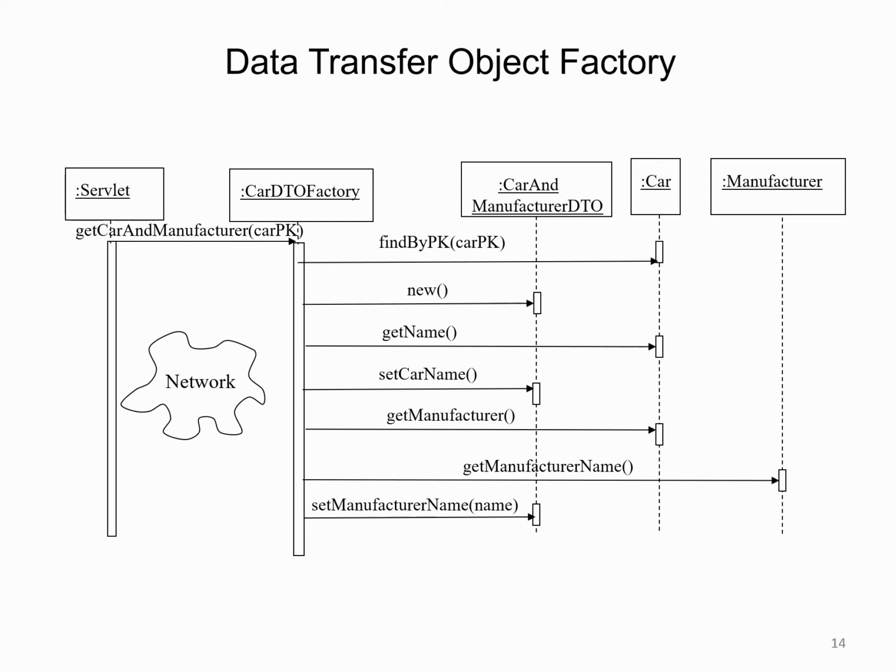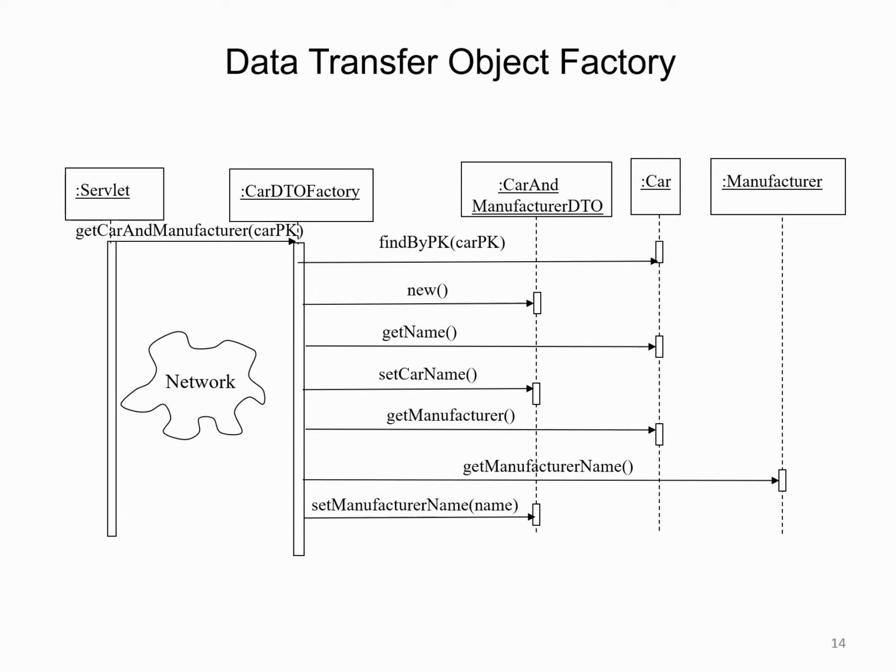One approach would be to say, okay, let's have a car DTO and a manufacturer DTO, and have the car DTO reference the manufacturer DTO. That wouldn't be wrong, but it means you've now got two objects and you're sending information with two objects.